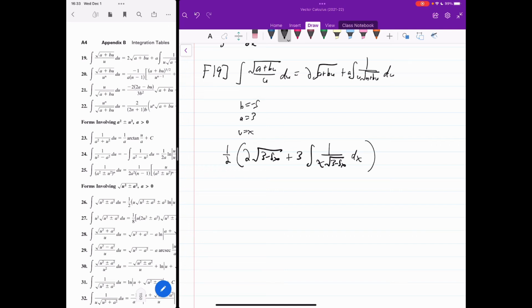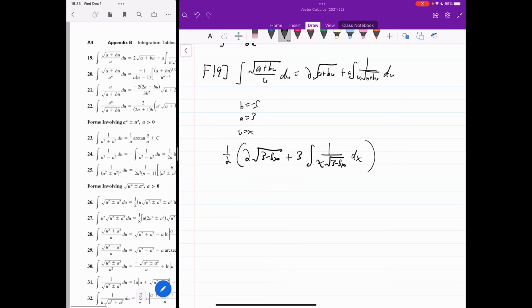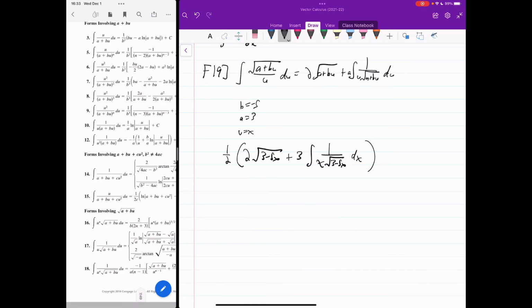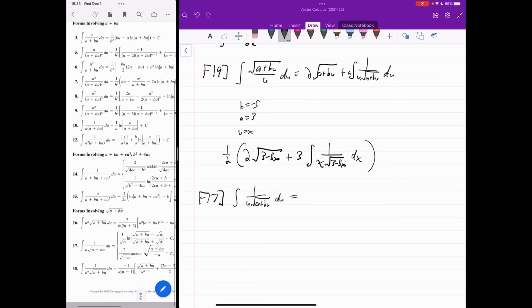And let's see, one's involving x in the denominator, or this whole thing in the denominator. So let's flip back over. 17 and 18 look good. Actually, 17 looks really good. Formula 17 says that the integral of 1 over u root a plus bu du is... oh, it does that split again. Actually, we already used formula 17.